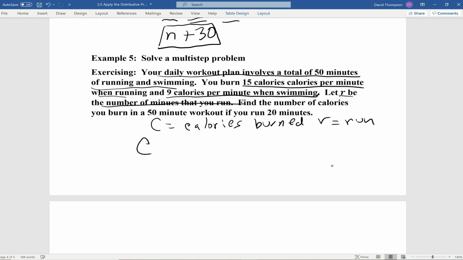So C equals, we burn 15 calories per minute when running. So that'd be 15R plus, we burn 9 calories per minute when swimming. So that'll be 9 parentheses. Now we know we have a total of 50 minutes, so we say 50 minus R. Since we know that we run R minutes, this is our swimming.